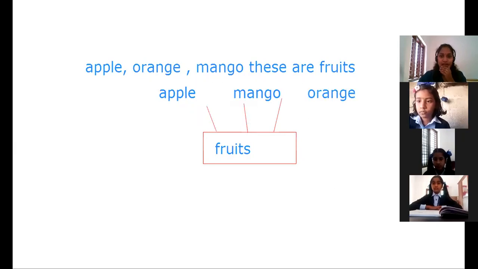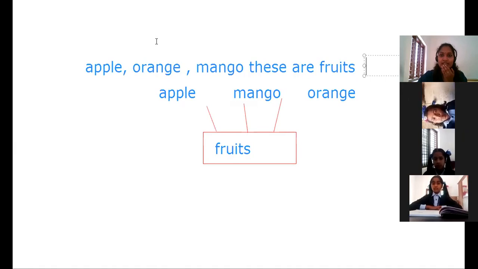Okay, apple, mango, orange. So when you see this picture, you will get the same idea of that sentence, right? Fruits, examples are mango, apple, orange. This is what I wrote in the first sentence. So we can represent any idea or any concept and its relationship in a graphical manner, and that is known as mind map. Clear?